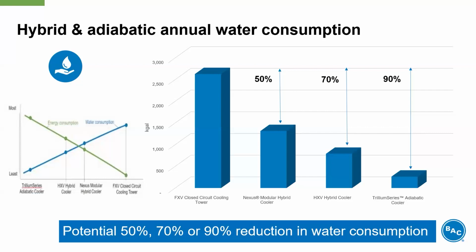And then last, adiabatic. Again, since we're not spraying water on the coil, we're only using water to wet the pads to pre-cool the air. We can expect a 90% water savings. And again, just to keep everyone grounded, as we save water, we're giving up some energy efficiency. There is a trade-off between the two.